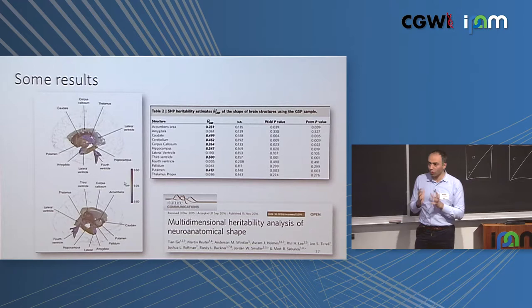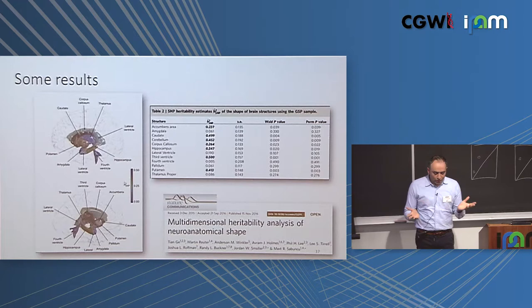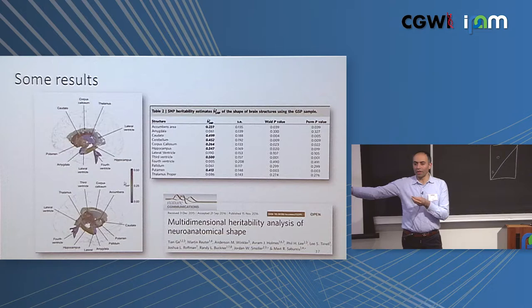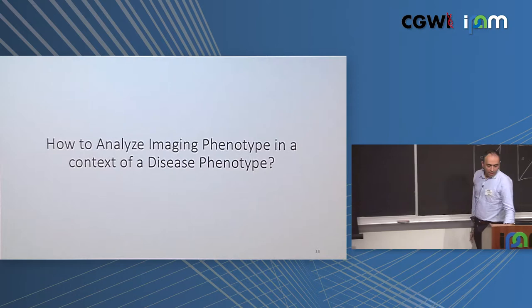But the problem here is that you only talk about heritability as if those are the phenotype that you are interested in. What we are actually interested in is using these measurements in the context of a disease. So how can we jointly model all of them together? This is basically what we worked on.